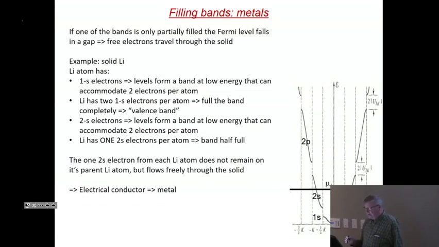Now, if we have metals, let's take a look at lithium, which in fact is pretty much like neon. It has two 1s electrons, they go here. And then it has 2s electrons.